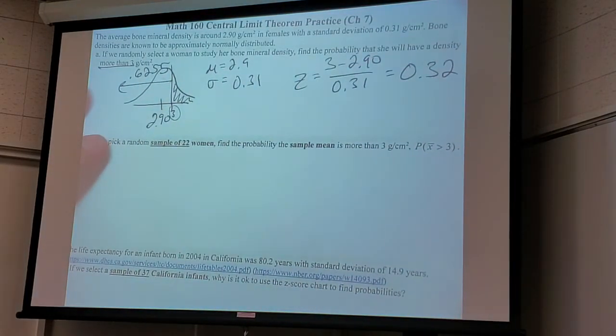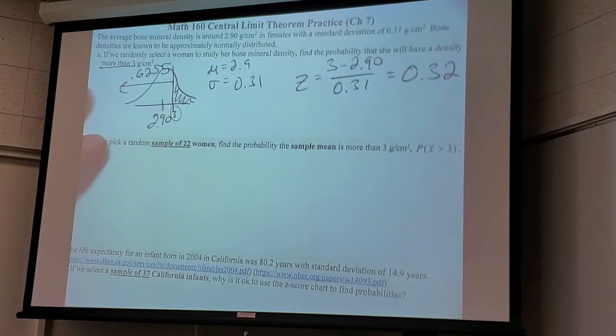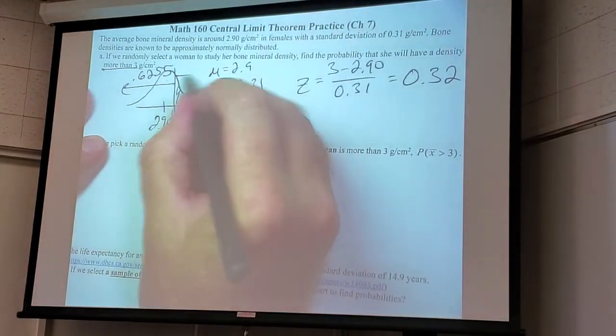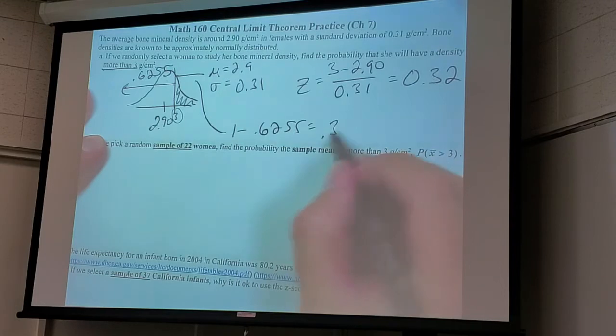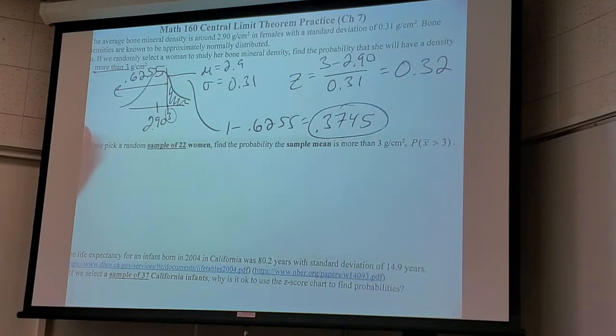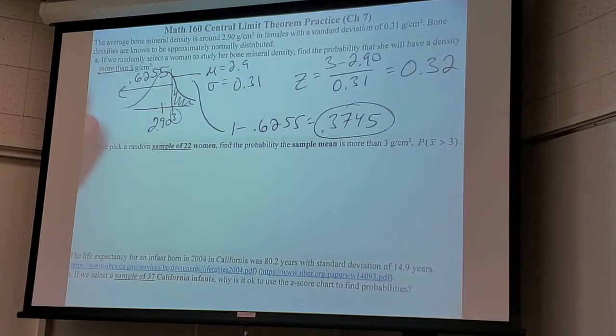So now you know you're not done. How do I get the actual answer? Subtract 0.6255 from 1. So 0.3745. So just a little over 37% of women have bone densities above 3 grams per square centimeter. Freakadelic. I like it.